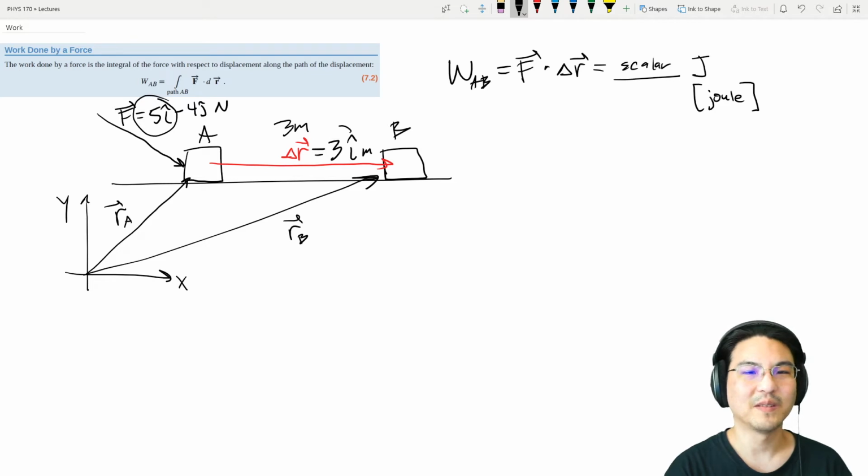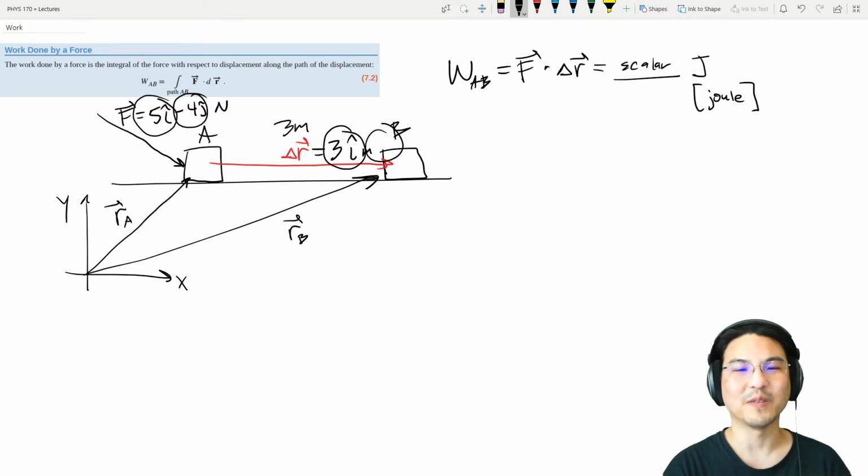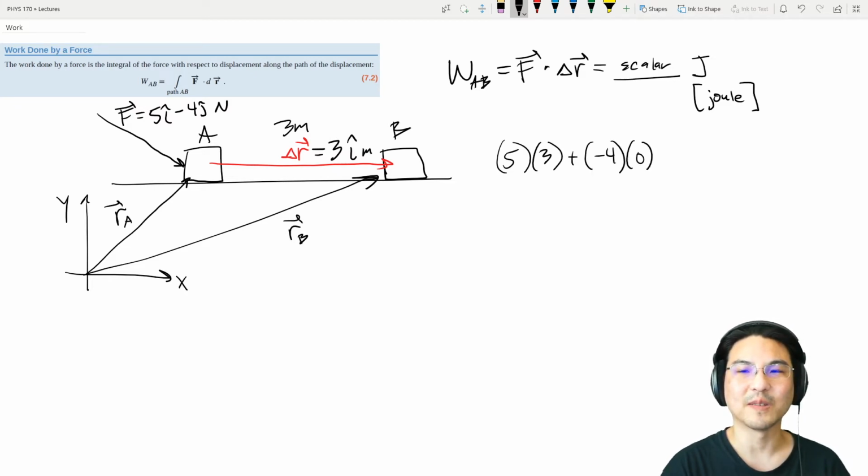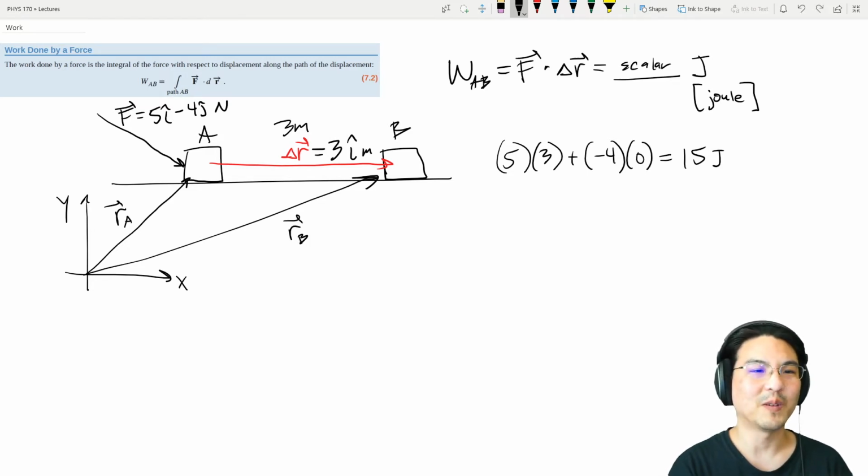It would be the x component times the x component plus the y component times the y component, which is 0. So now this would be 15 right here, plus, let me write it out, 5 times 3 plus -4 times 0. So 15 joules. Notice this component of the force didn't contribute to the work. Only the component of the force parallel to the displacement.